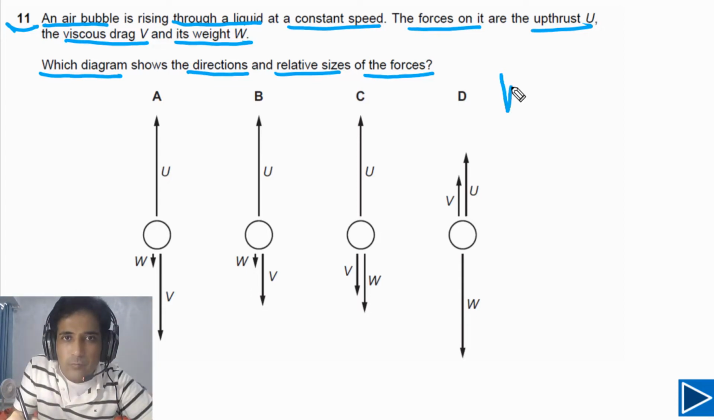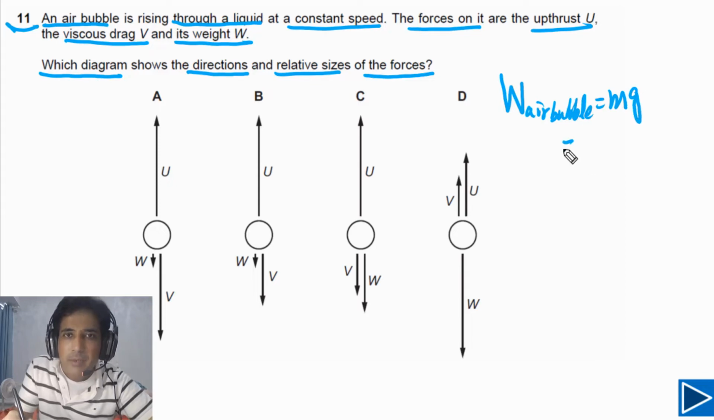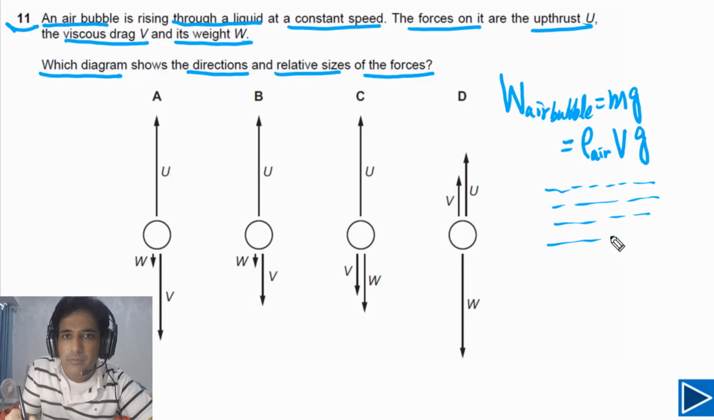If you look at the weight of the air bubble, it will be equal to its mass times g. Mass of the bubble we can also write in terms of its density. That will be equal to density of air times volume of the air bubble times g. In this case, the air bubble is inside the liquid.